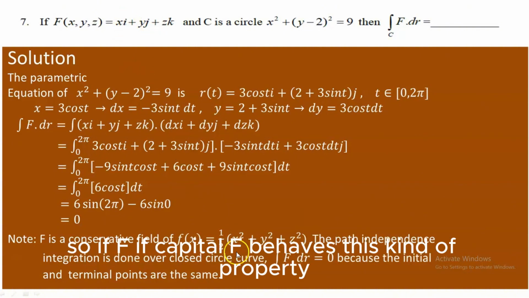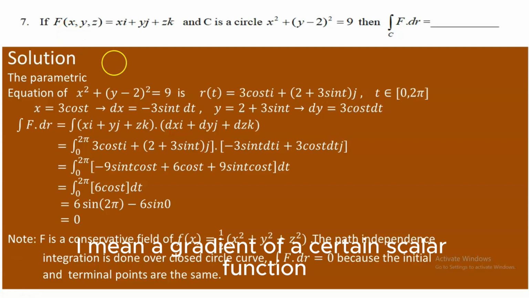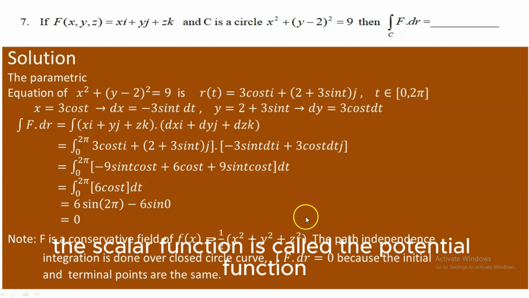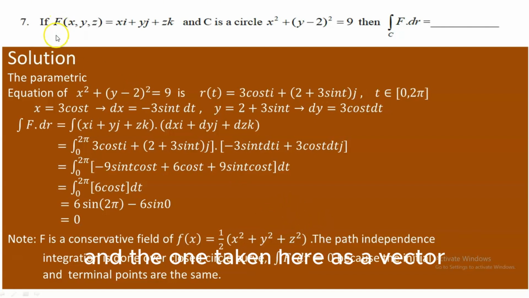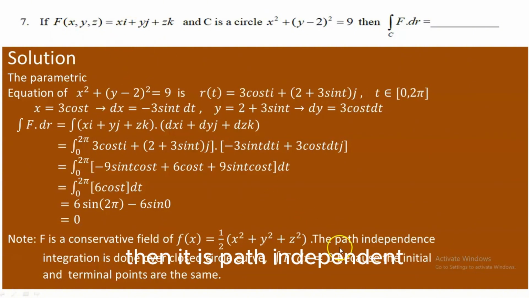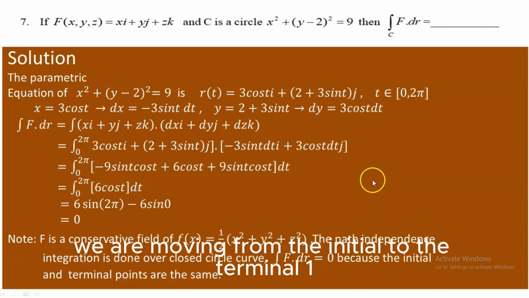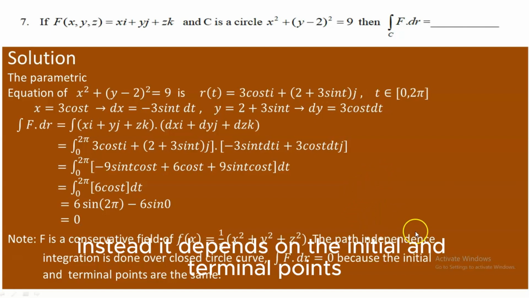So if capital F has this kind of property, if capital F is the gradient of a certain scalar function, the scalar function is called the potential function, and the vector taken here is considered to be the conservative field. So if F is a conservative field, students, then it is path independent. That is to say that it doesn't depend on the path we are moving along from the initial to the terminal one. Instead, it depends on the initial and terminal points.